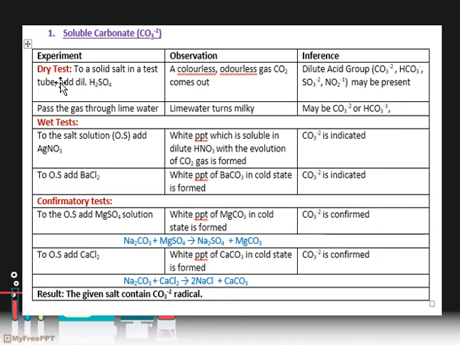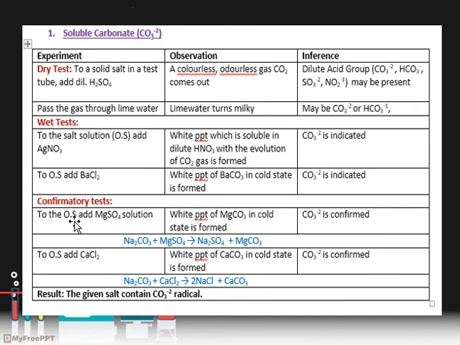There will be 3 types of tests: dry test, wet test, and confirmatory test. Dry test means you are taking solid salt, you are not making it a solution. Wet test means you are making a solution of that salt in water. That solution is also called original solution, and it is abbreviated as OS. In your practical guide and maybe in your notebook, sometimes it is written OS. OS means original solution, the solution of salt in water.